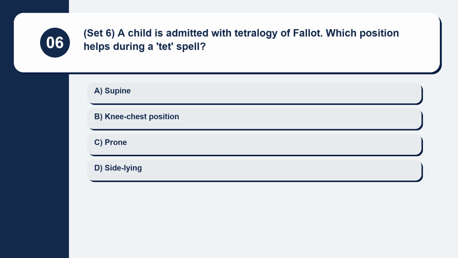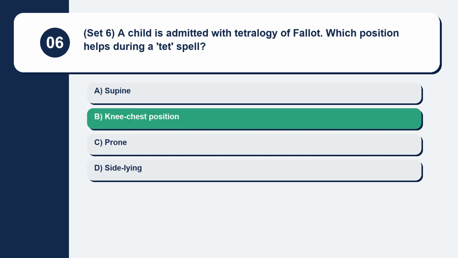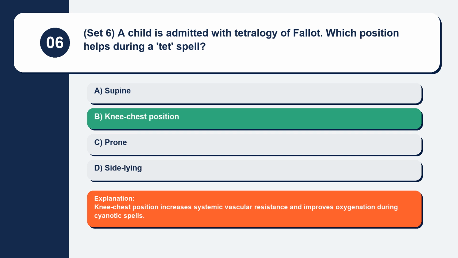Question 6. Set 6. A child is admitted with tetralogy of Fallot. Which position helps during a TET spell? Supine, knee chest position, prone, side lying. Knee chest position increases systemic vascular resistance and improves oxygenation during cyanotic spells.